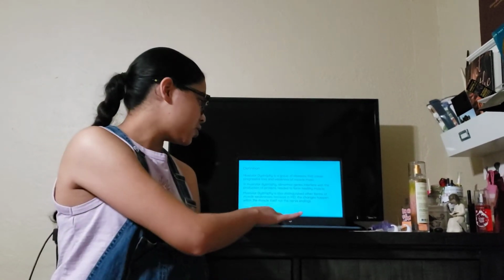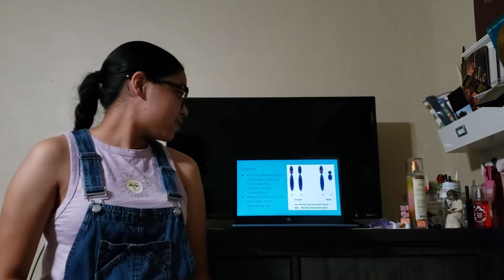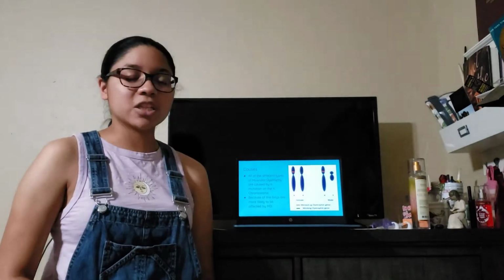Now, because of this, muscular dystrophy is distinguished from other forms of muscle weakness. Because in MD, the changes happen within the muscle itself, not the nerve endings. So, because of this, a person's nerve endings could be perfectly healthy, but they would still continue to lose muscle mass.